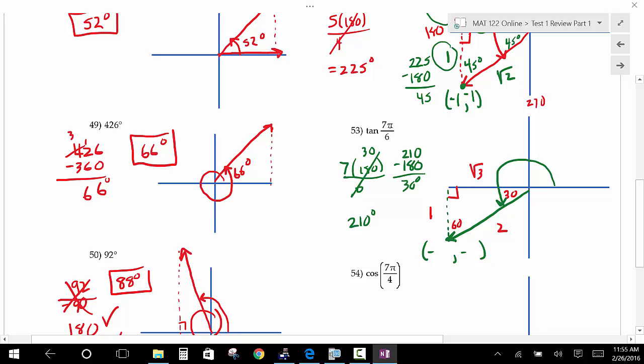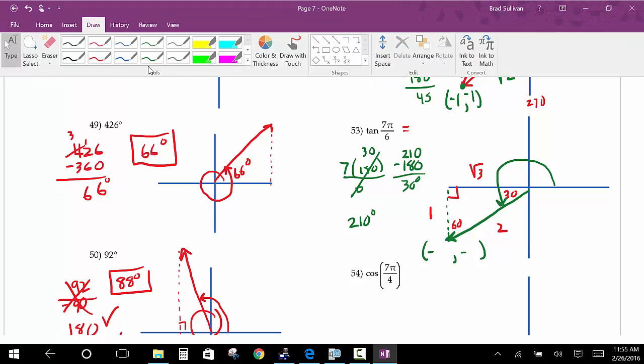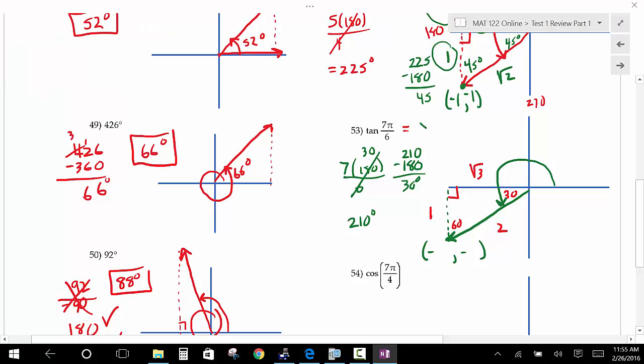Okay? So the tangent by definition is y over x. So in this problem, y is going to be this value, -1. X is going to be this value, negative square root of 3. So you'd have y, -1, over x, negative square root of 3. So you do that. It becomes a positive answer. The two negatives divide out. And then if you rationalize that, you get square root of 3 over 3.